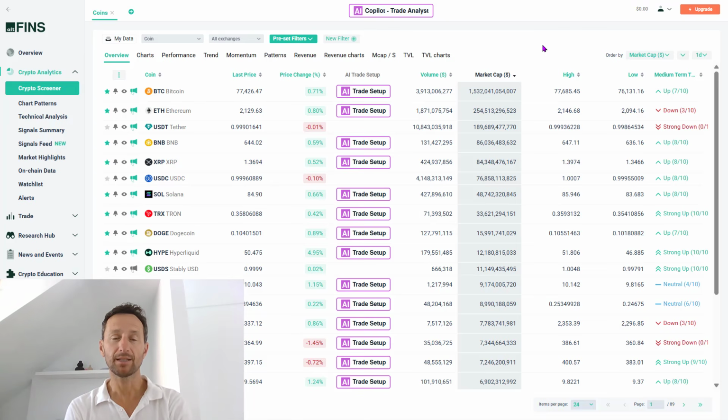But the driving idea behind the AI Trade Setup is that, as you know, altFINS has been around for many years, and it calculates over 150 different indicators. You can find over 130 different types of signals on the platform. It automatically recognizes over 25 different chart patterns, from channels, wedges, and so on.